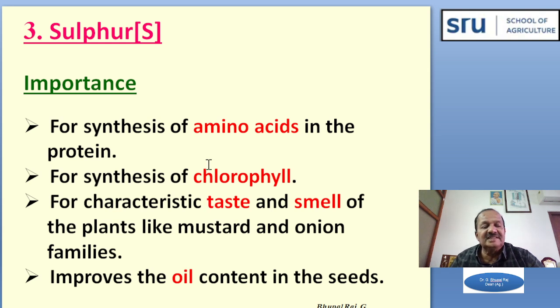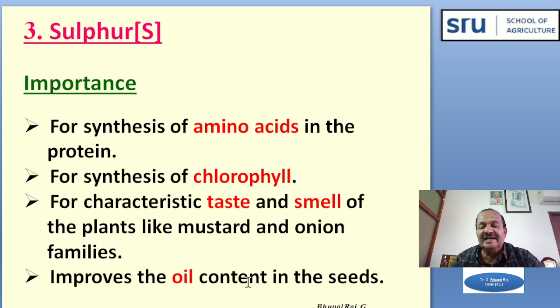The next important secondary nutrient is sulfur. This is a very, very important nutrient among the secondary nutrients when compared to the calcium and magnesium. So this is the topmost nutrient among the secondary nutrients. The function of the sulfur is that it is useful for the synthesis of the amino acids and protein, and it is also helpful in the synthesis of the chlorophyll. It is useful for the characteristic taste and smell of the plants like mustard and onion families. In onion we require odor, in mustard we require oil content. So it improves the quality, taste, and smell also.